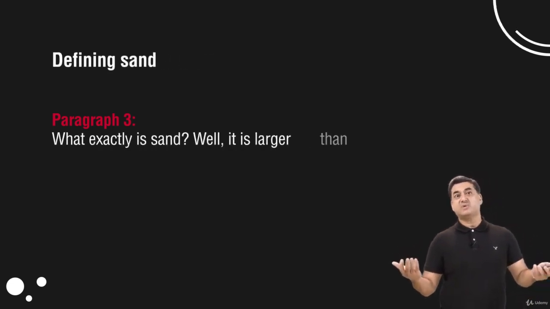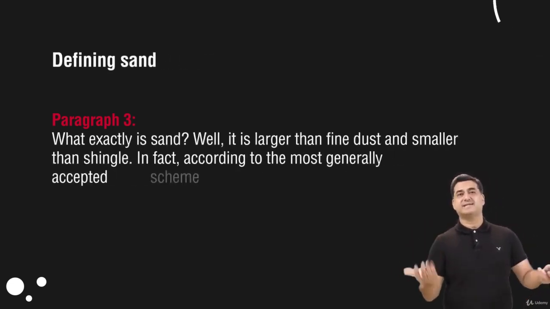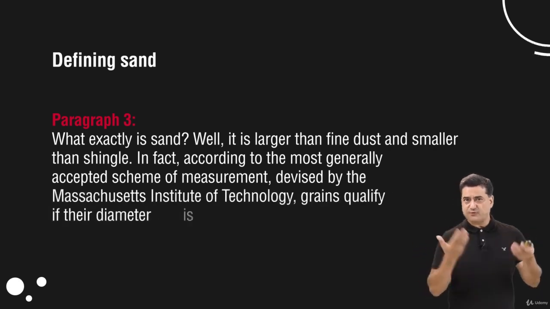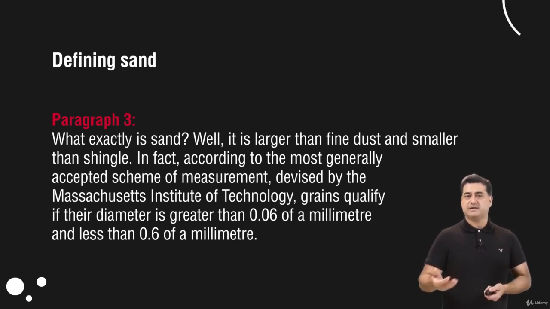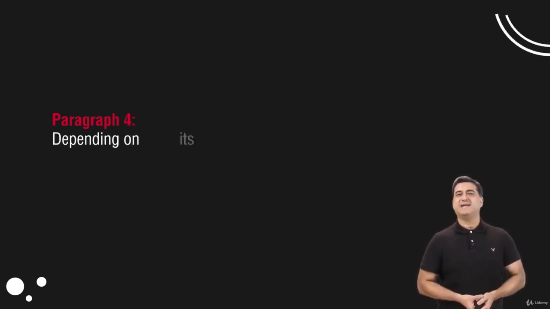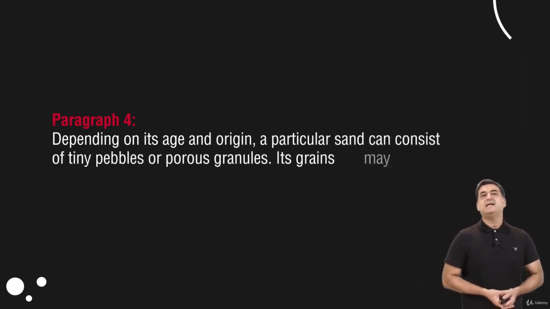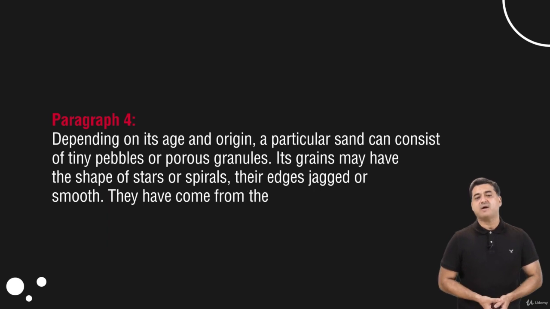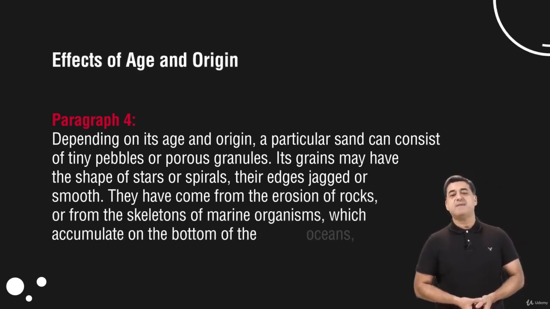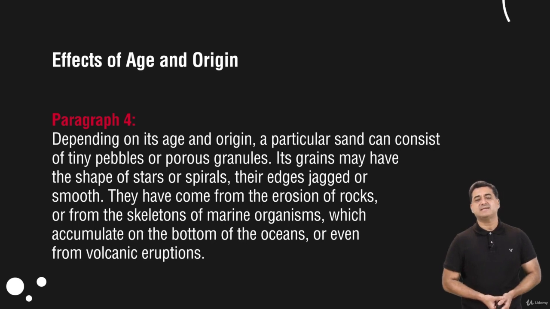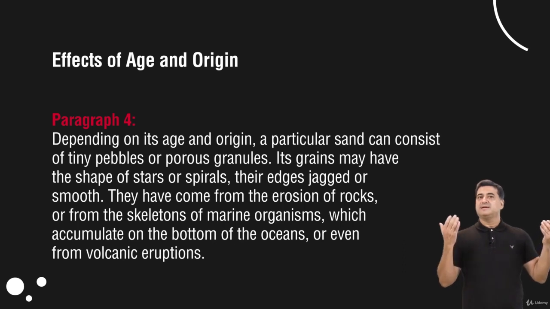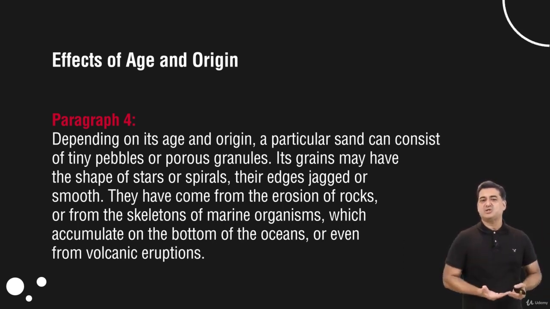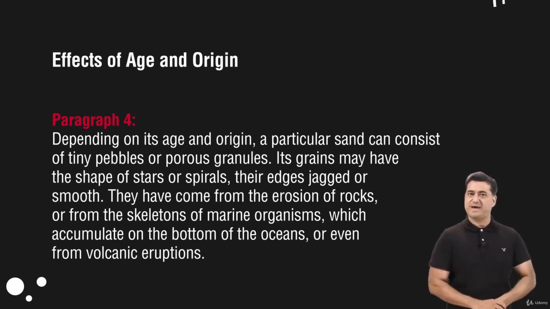What exactly is sand? It means this article is telling us what exactly is sand, meaning that it is defining sand. So the definition of sand is coming in this article. Let's move on further and look at the next paragraph, which is the fourth paragraph. The first sentence says, depending on its age and origin, a particular sand can consist of tiny pebbles or porous granules. So the effects of age and origin on sand are being discussed in this particular paragraph.